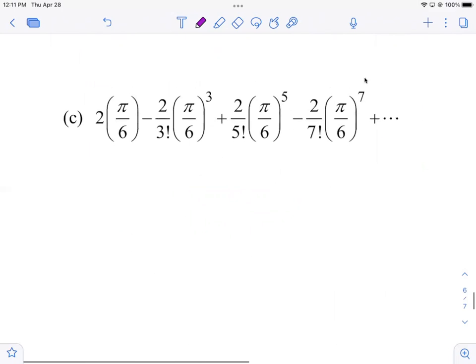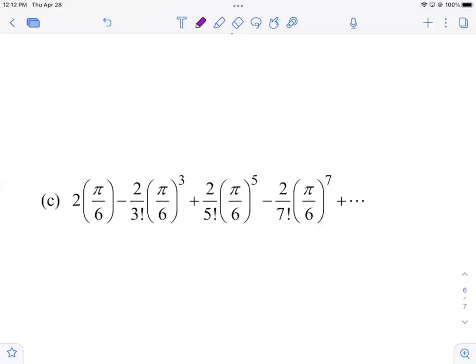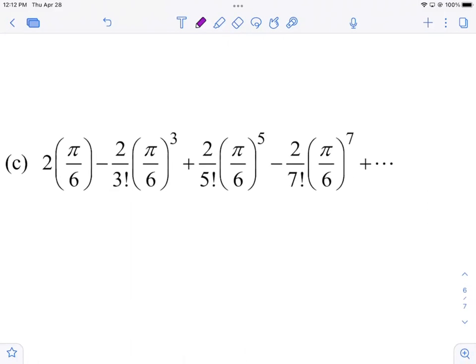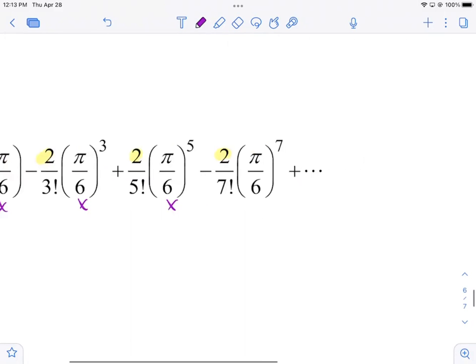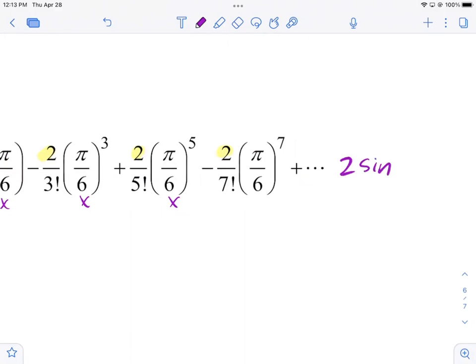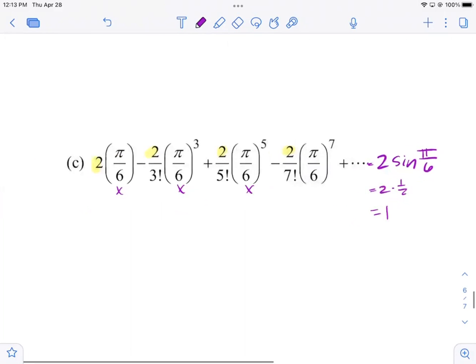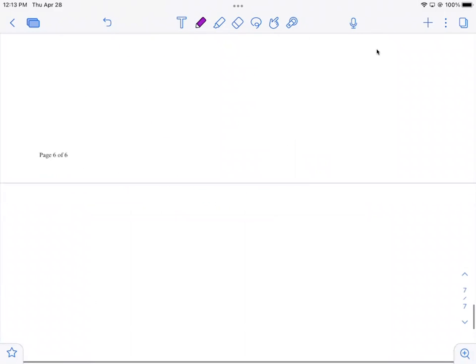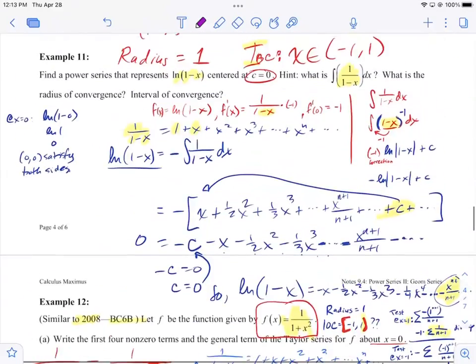All right, you do the last one on your own. Ready, go. Yeah, so if you notice this one, there is a common factor of 2 all the way through, and it's an x cubed, x to the 5th. So this is really 2 times sine of not x, but sine of pi over 6, which of course is 2 times 1/2, which is 1. So that's probably the fanciest version of 1 you've ever seen. Yeah, basically. All right, and that's it for this section.